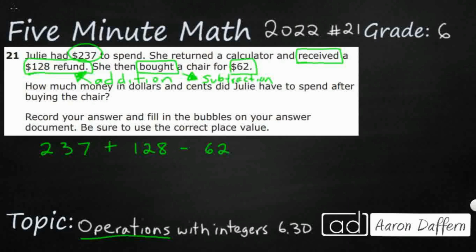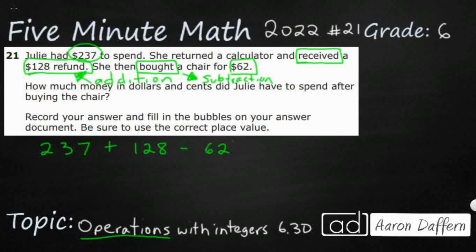$237, that's the initial money that she's got. She returns a calculator. She gets 128 in a refund. She adds that. Then she buys the chair for $62. How much money does she have after buying the chair? All right, so order of operations, addition and subtraction are both equal, so we're just going to go left to right. So let's just go ahead and do this.